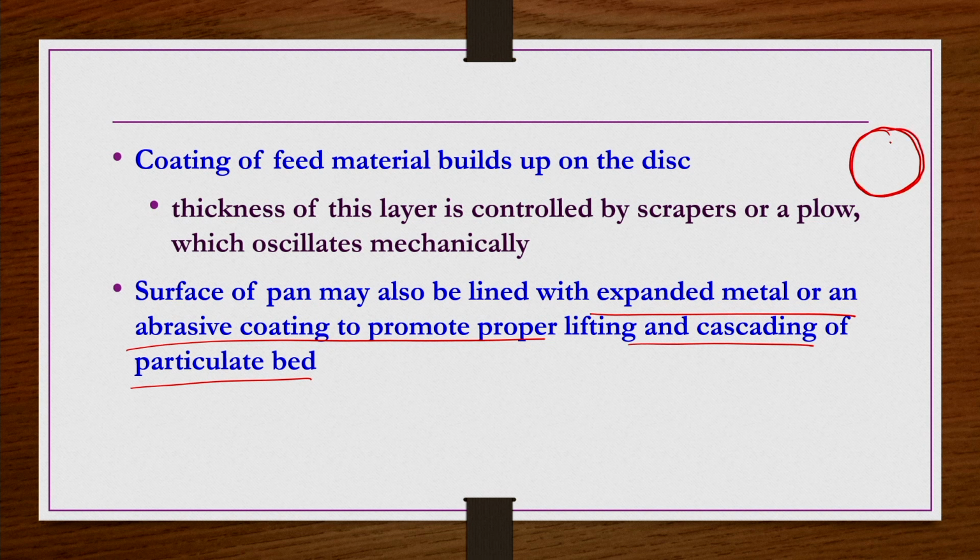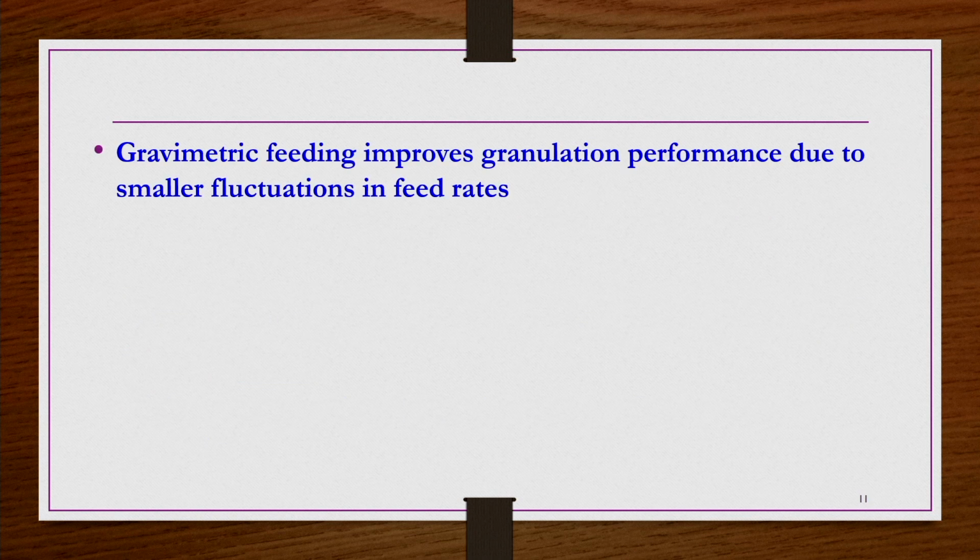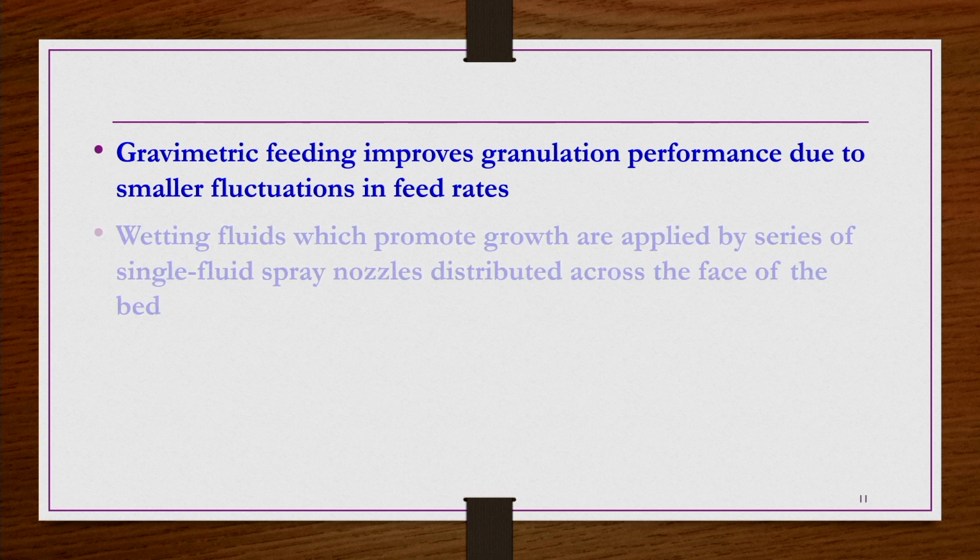So, there will be a kind of metal lining or cascading features provided, so that proper lifting and then cascading of the particulate bed is possible, or that would be enhanced because of this cascading metal lining. Okay. Solids are typically fed by either volumetric or gravimetric feeders. So, both ways are possible. However, gravimetric feeding improves the granulation performance due to smaller fluctuations in feed rates.